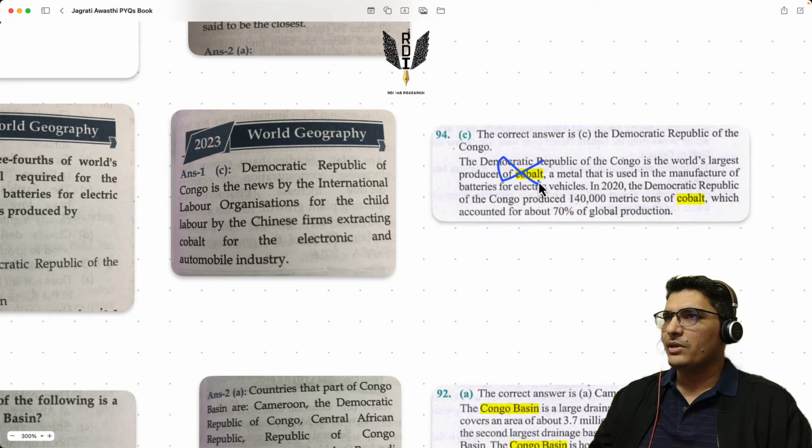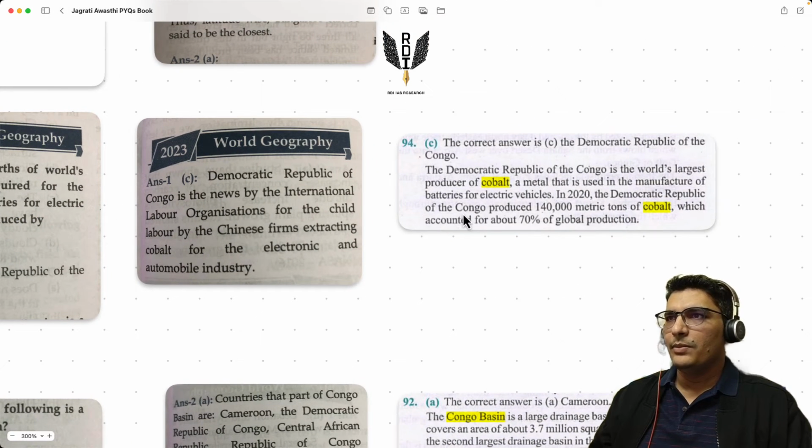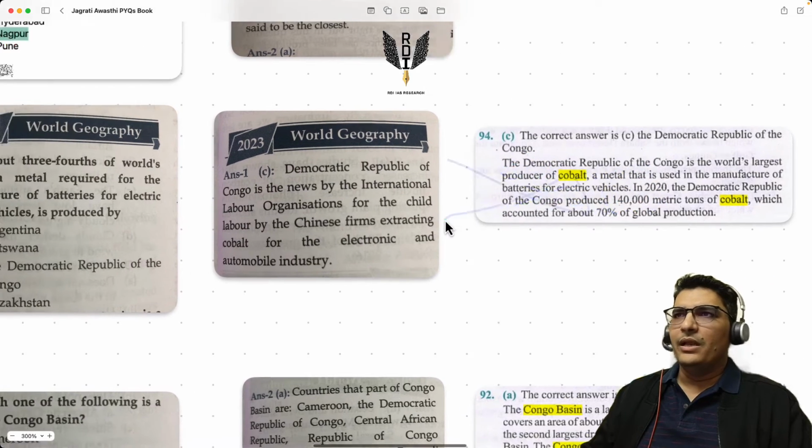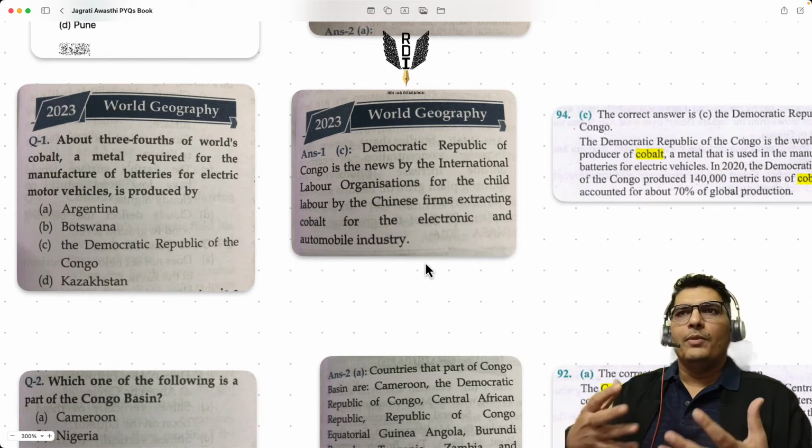No, this is irrelevant information: used in the manufacture of this. Till here, the question itself is saying used in the manufacture of electric motor vehicles. Why are they repeating this statement? In 2020, it produced so many metric tons, completely irrelevant, not required for the exam. But 70%. Come on, is this a solution? See, this is a completely irrelevant solution.